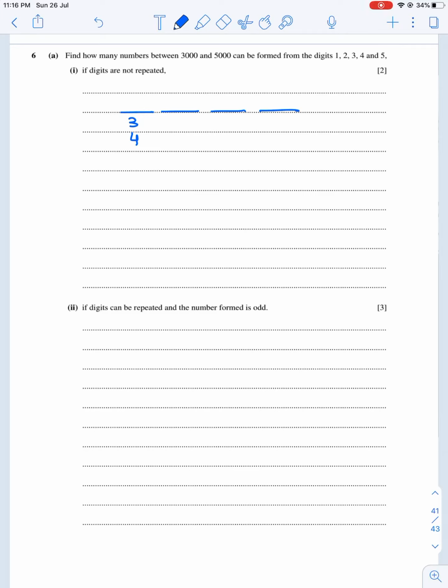So any number which will have 5 in the first digit will be greater than 5000 in that case. So you can only take 3 and 4 for the first place. That means 2 options for the first place. Okay, so once you put this number here, you will be left with 4 different numbers now, then 3 and 2. So your answer will be 2 into 4 into 3 into 2, and this will give you the answer.